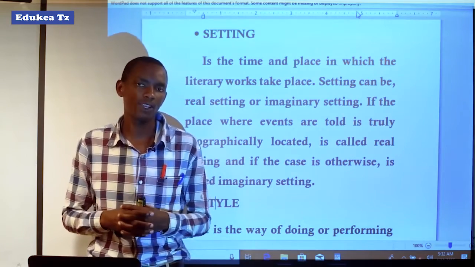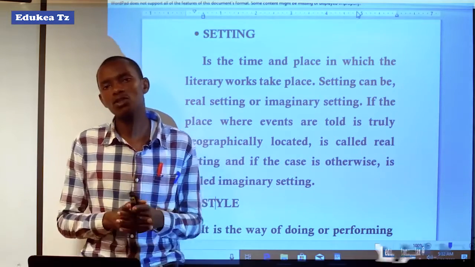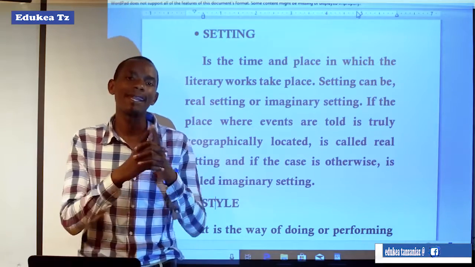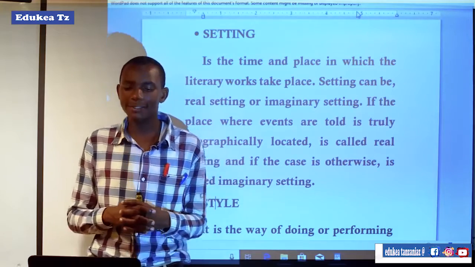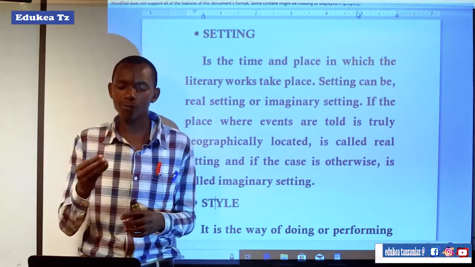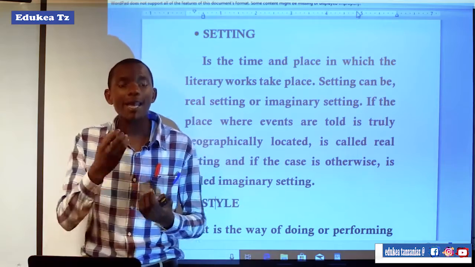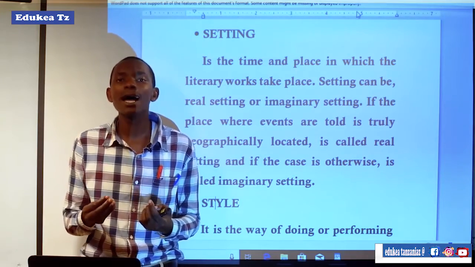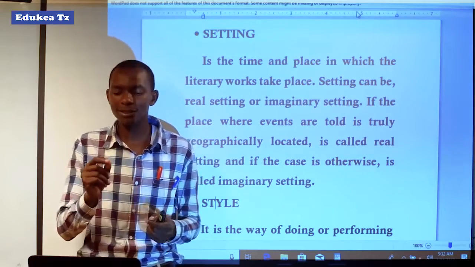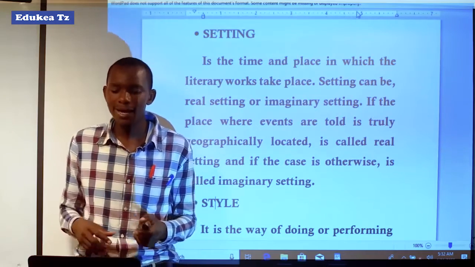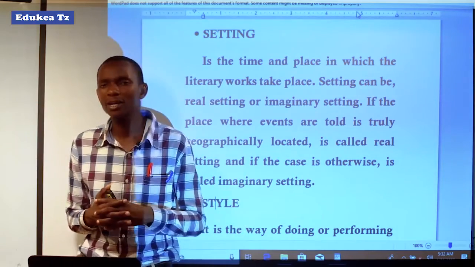We have a lot of literary works, and there are several circumstances, scenarios or places which have been prepared. So in the setting, we have to know time and place. When we speak about time, it is when a certain literary work has been composed, acted or written. And the place is where a certain literary work has taken place.